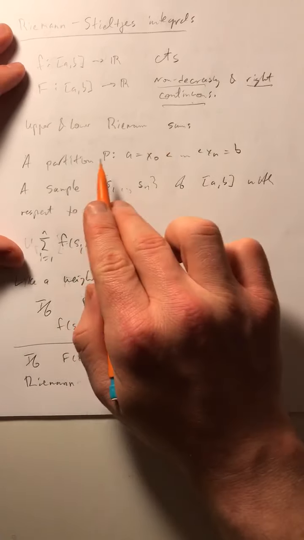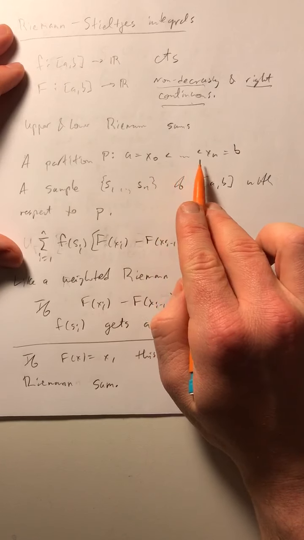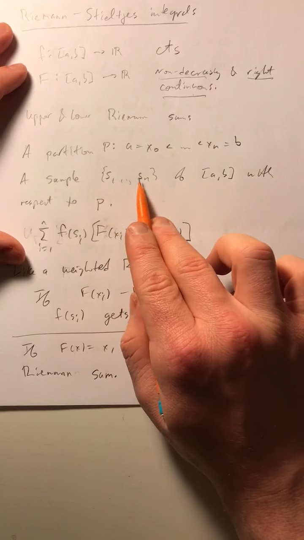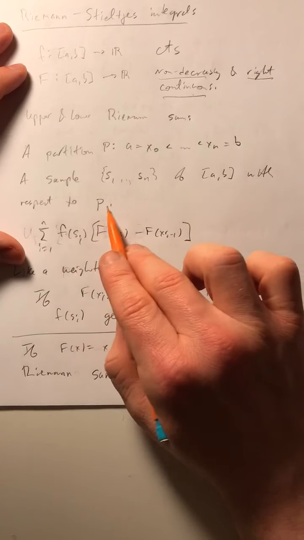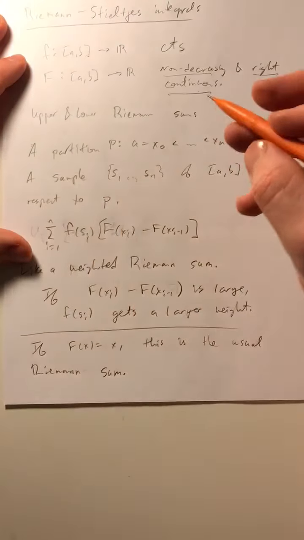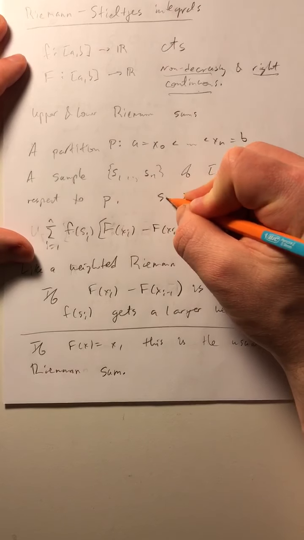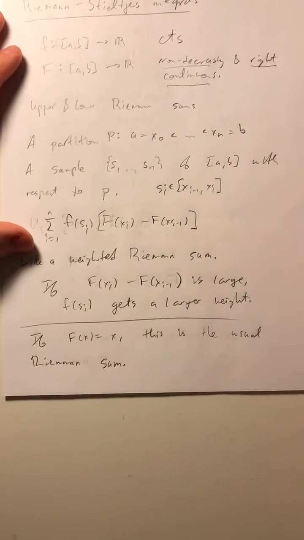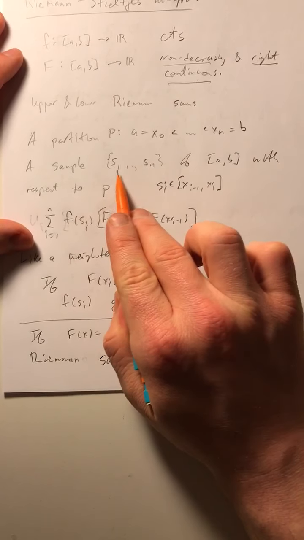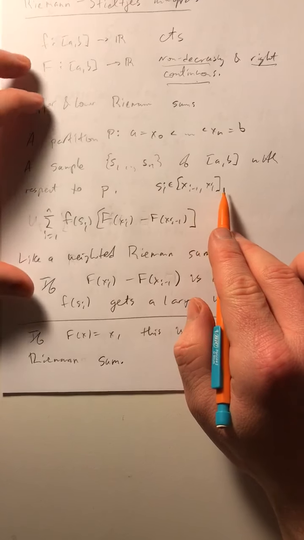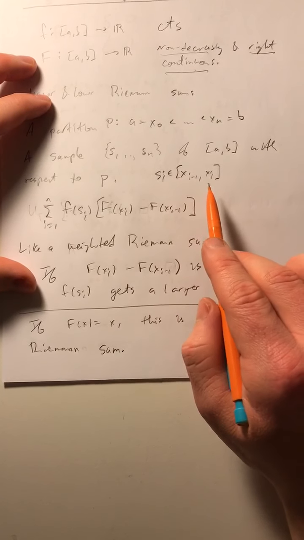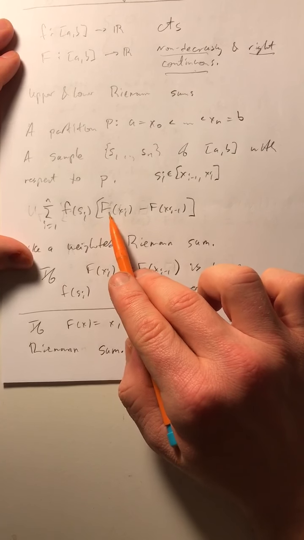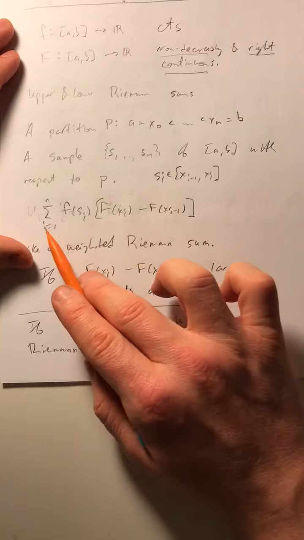So we have a partition of [a, b], x0, x1, x2, and so on, increasing, where x0 is a and xn is b. We have a sample, s1 up to sn, of [a, b] with respect to this partition P. If you remember, a sample means s_i is a point I pick from each interval in the partition. So I have a partition, and a sample is where I just pick a point from each interval. And I can define the Riemann-Stieltjes sum of this function with respect to the integrator, capital F. Here I'm calling capital F the integrator. And I define the sum this way.